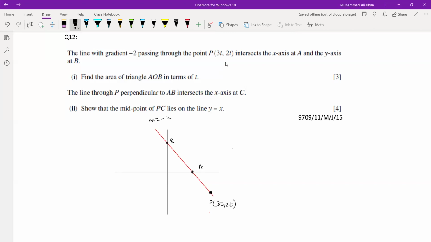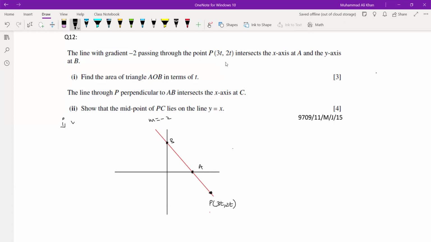How can we calculate the area of the triangle AOB? इसके लिए हमारे पास कोऑर्डिनेट्स होने चाहिए ए और बी। For finding out the equation of any line, what we need? A coordinate from where the line crosses and gradient, right? So we have the gradient, we have the coordinate, but in terms of t.